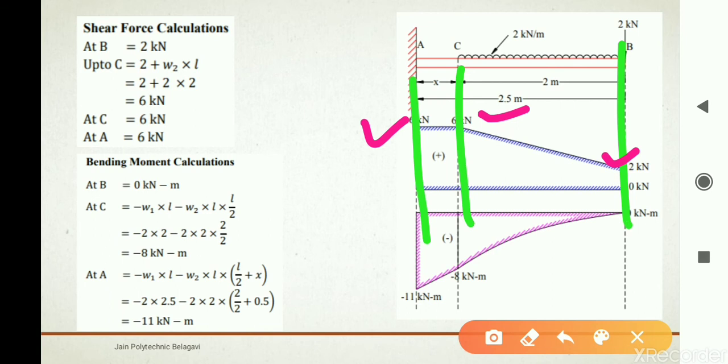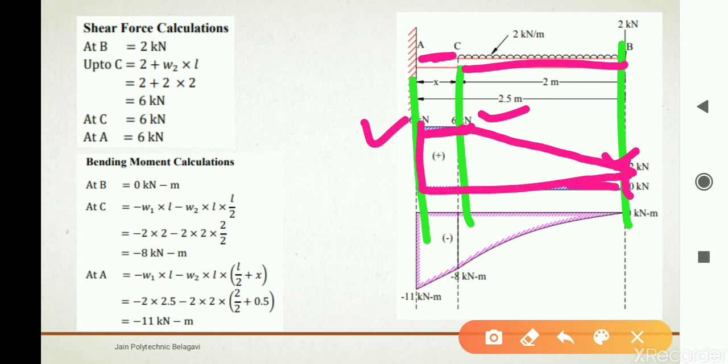So you can just raise the point from B to C. It is a UDL, so the shear force is rising, and then there is no load in between A and C, so it will go constant at 6 kN. And this is the shear force diagram for the given cantilever beam with UDL and point load.